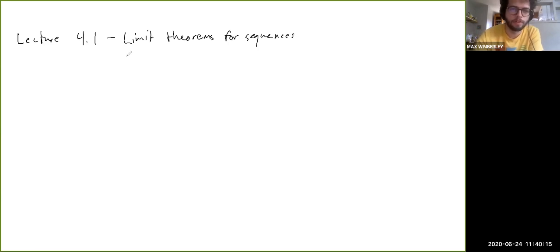There are a couple other things thrown into this lecture about boundedness of sequences and stuff like that. But the main focus is going to be how to basically pass limits through operations like addition and multiplication and so on. So let's look at an example. In fact, let's look at one of the examples we were looking at in the last lecture.